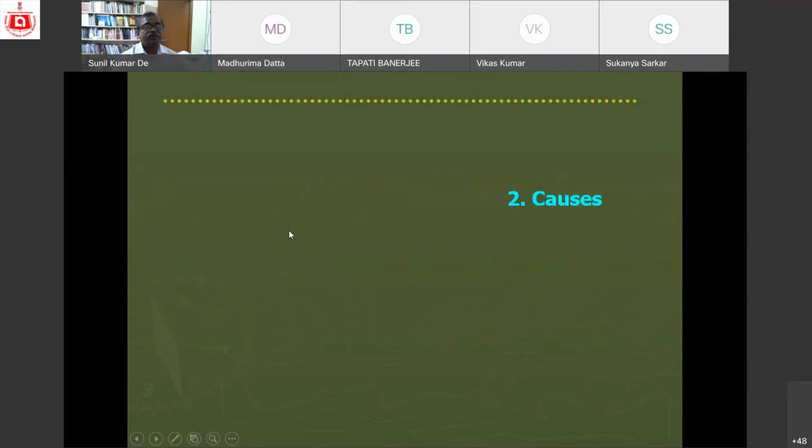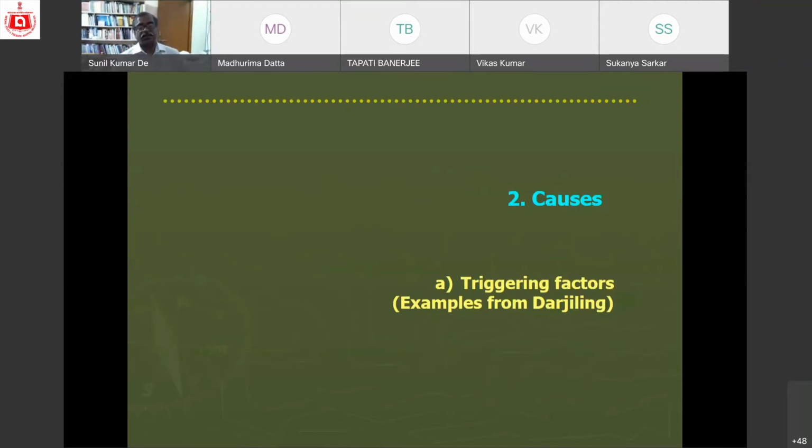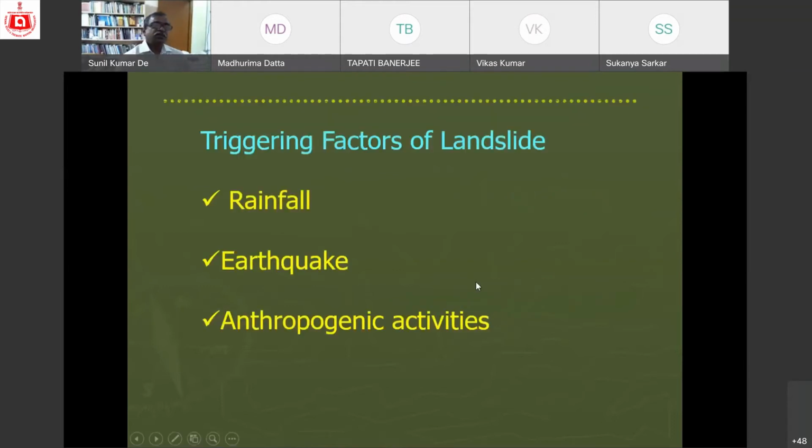Now, we have discussed the mechanism of why landslides take place. Number 1 are the triggering factors. From Darjeeling, which I'll cite as an example. Now, see, triggering factors usually, before the acceptance of anthropogenic activity, were rainfall and earthquake. But nowadays, even in 2016, the International Geological Union, which was held in Durban, gave the seal that yes, the Anthropocene is an era, and anthropogenic activities are one of the major causes of landslides nowadays.